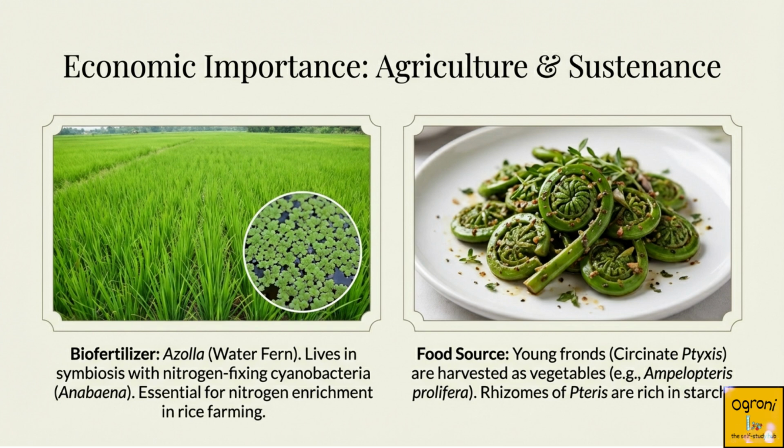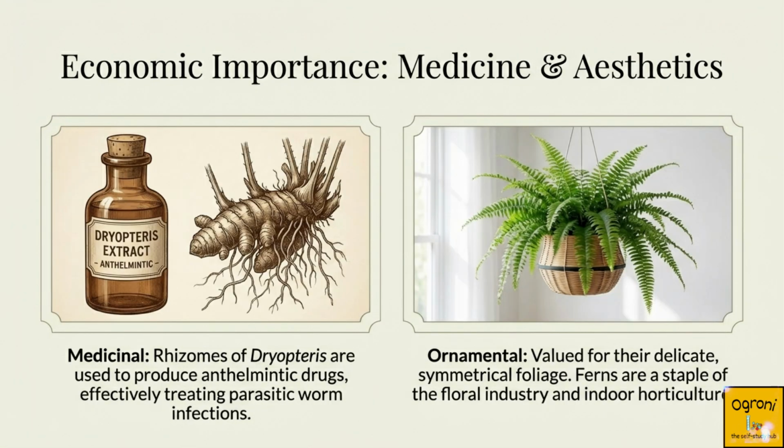How pteridophytes are important to us. Azolla or water fern lives in symbiosis with nitrogen-fixing cyanobacteria and is used in the production of biofertilizers. Young frond of Cyclosorus is used as food. Rhizome of Dryopteris is used to produce anthelmintic drugs to treat parasitic worm infection. Ferns are also valued for decorative horticulture purposes.